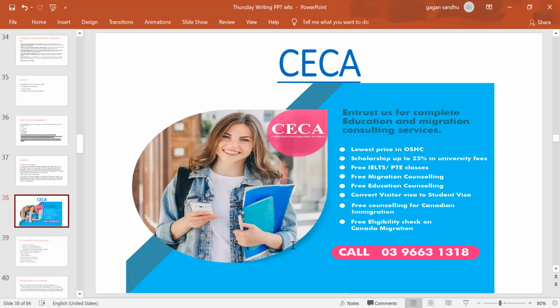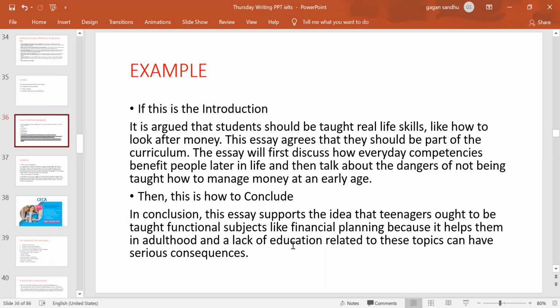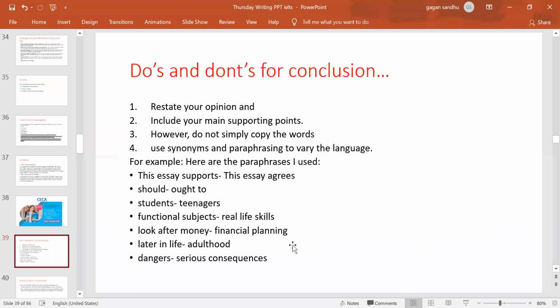So I hope this is very clear to you guys, everything. And I'll just come to the marking strategy, how they mark your essays. But this is for the do's and don'ts for conclusion. Restate your opinion, do. Include main supporting points, do. Don't, however, do not simply copy the words. Use synonyms and paraphrasing to vary the language, do.